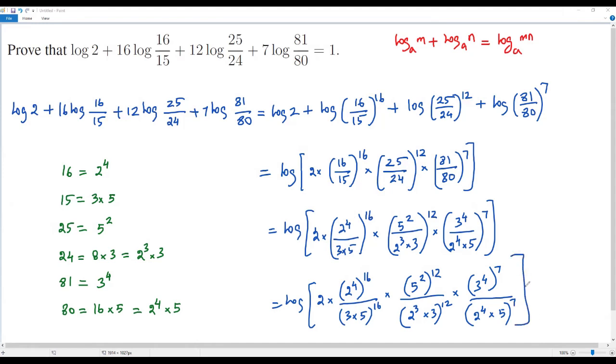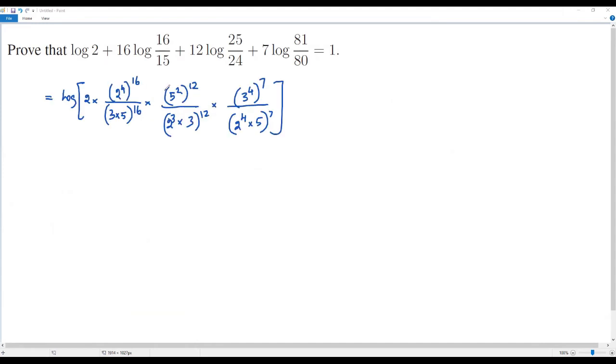Now let me erase some stuff and continue the problem. Here we have the last step of our previous work. Let's do further simplification. That is log of 2 times. Here we have the base 2 and the exponent 4, and for this complete stuff we have the exponent 16. Whenever we have two exponents like this, we can multiply these two exponents using the power of a power rule in exponents. Then we get 2 to the power of 4 times 16, which is 64.